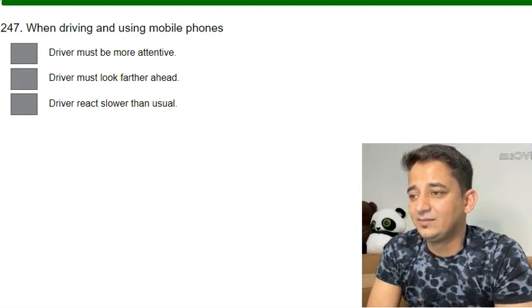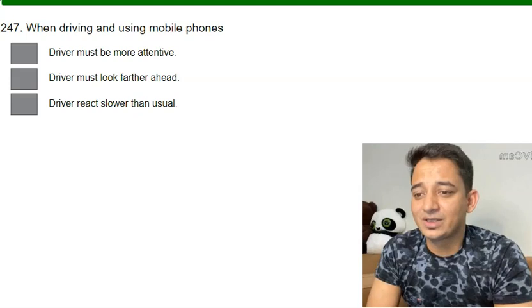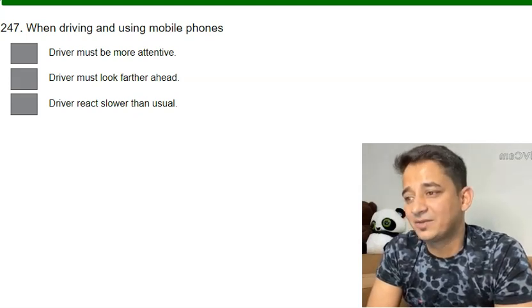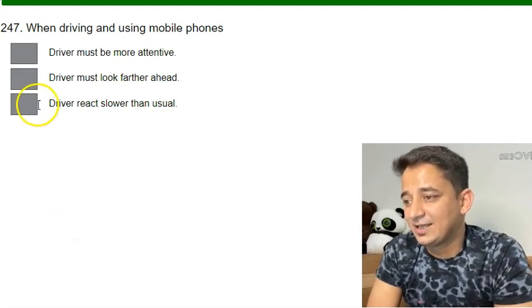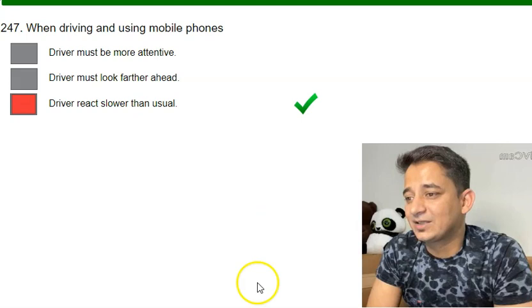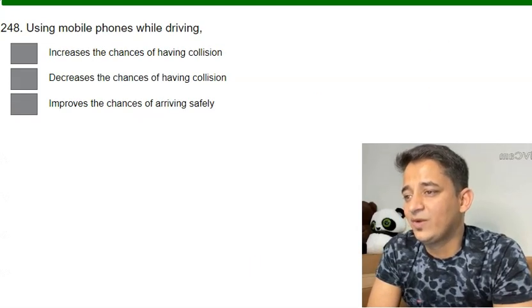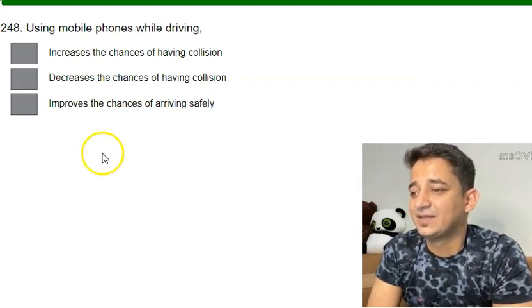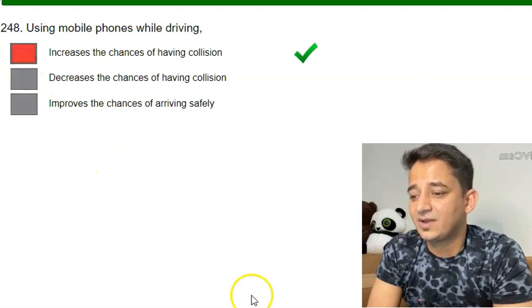See, first of all, mobile phones are not supposed to be used when you're driving. So option A and option B are not relevant. So option 3 is the right one. Driver reacts slower than usual. Using mobile phones while driving increases the chance of having a collision, decreases the chance of having a collision, improves the chance of arriving safely. The first one, this is the easy one.